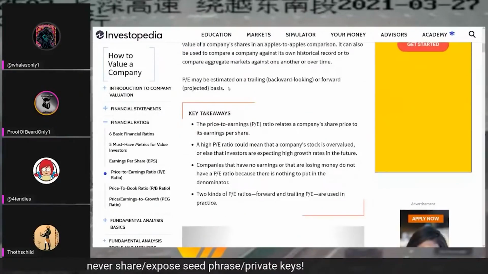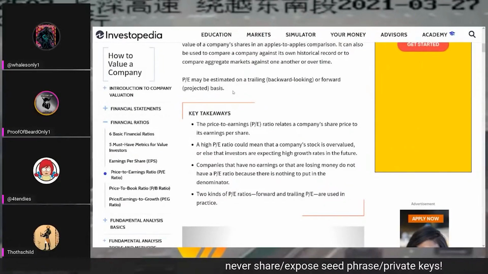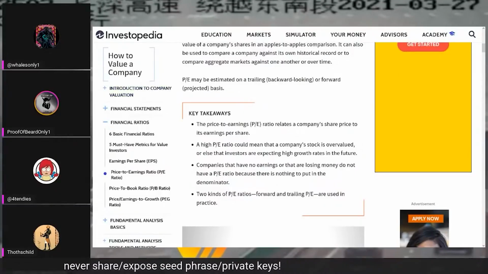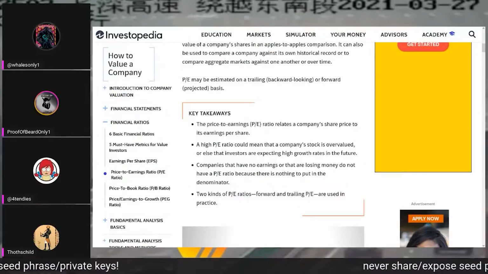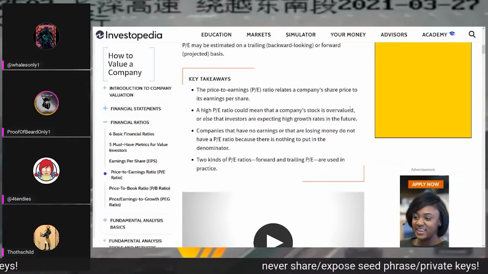Now, price to earnings may be estimated on a trailing, backward looking, or forward projected basis. Now we're going to get into earnings per share and how that number is reflected in the actual valuation of a stock when we're looking at it. So price to earnings also relates to a company's share price to its earnings per share.